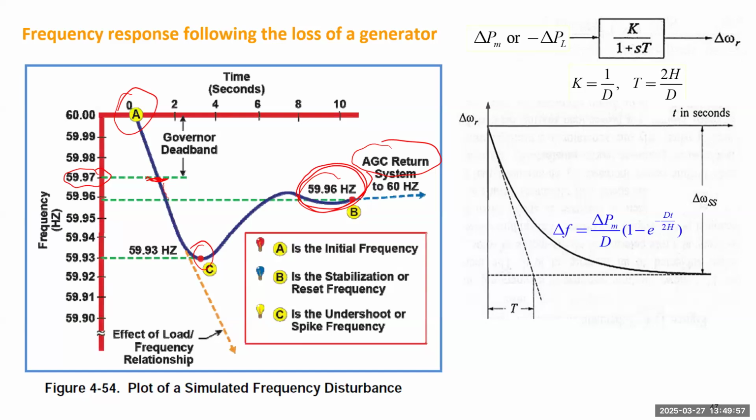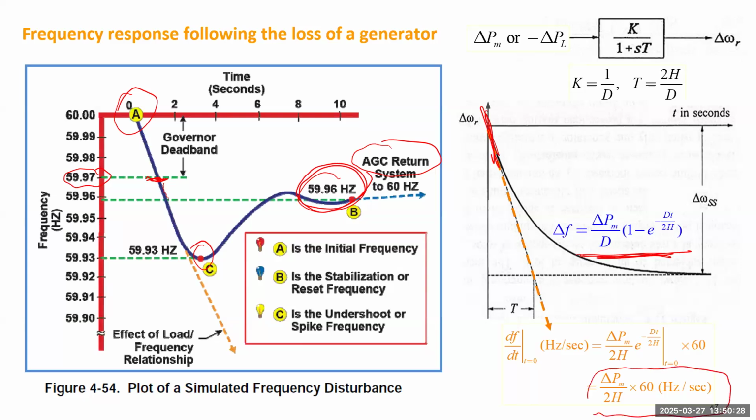This frequency declining curve can be solved by this exponential function. If we want to find this slope at the starting point when the disturbance happens, we just calculate the first order derivative with respect to time at time 0. So we just solve the derivative of this function, and the final answer is this one. If we use the unit hertz per second, meaning how much frequency decline in hertz will happen in one second, that value is delta P, the change in power, divided by the total double H, the double inertia time constant, then multiplied by 60.